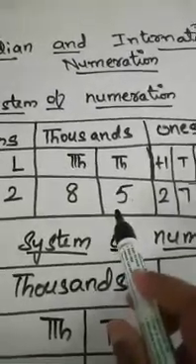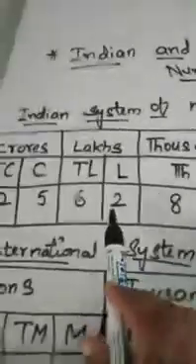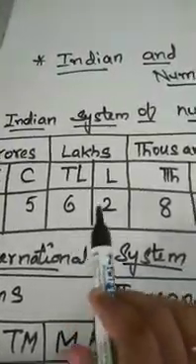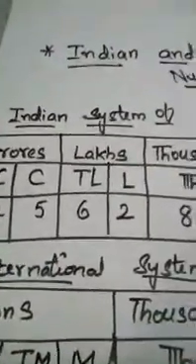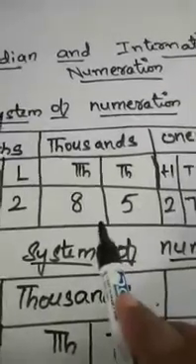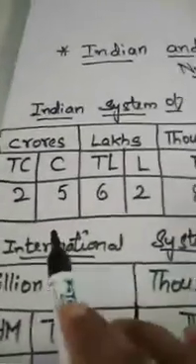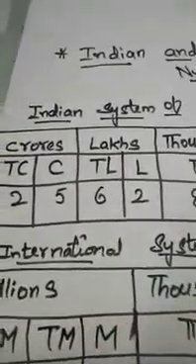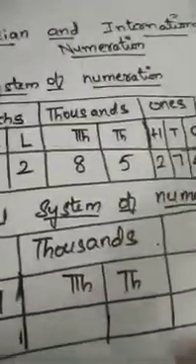In thousands we have 2 digits, that is 1000 and 10,000. Next in lakhs we have 2 digits, lakhs and 10 lakhs. Crores we have 2 digits, crores and 10 crores. So in ones 3 digits, in thousands 2 digits, in lakhs 2 digits, and in crores 2 digits. So this is about the Indian system of numeration.